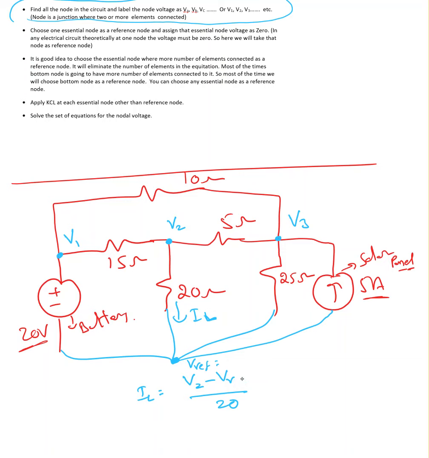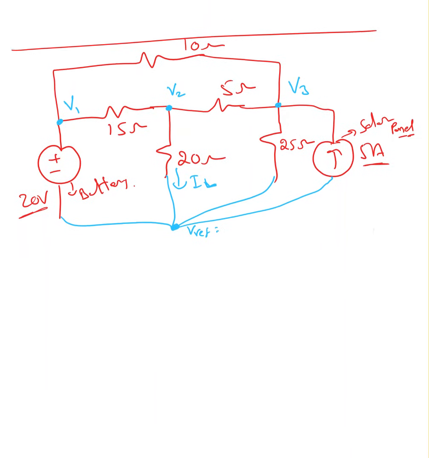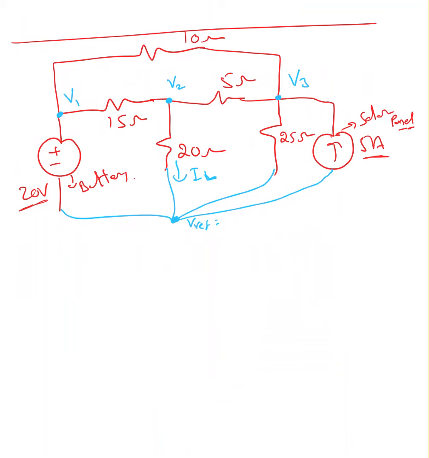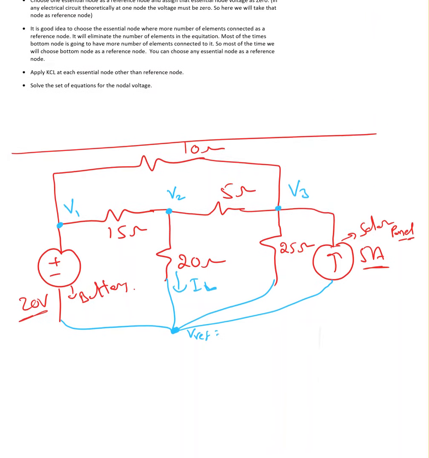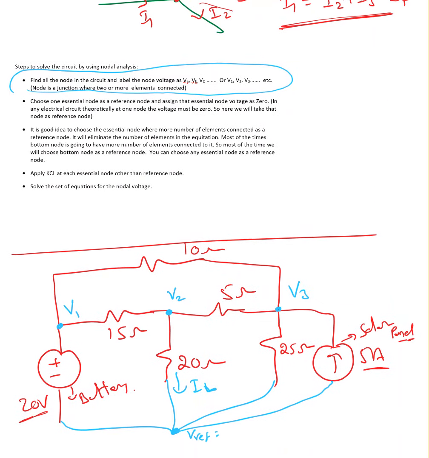I'm going to choose the bottom node as a V reference because in any electrical circuit, at one node, the voltage is going to be 0. So in an electrical circuit, I'm going to choose one node voltage as a reference node, and that node voltage is equal to 0. So choose one essential node as a reference node and assign that essential node voltage as 0.